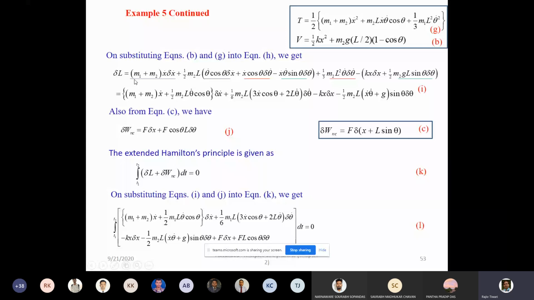The virtual work we already obtained. If I take the variation inside, I can get this expression: variation of x, and the variation of sine theta will be cos theta delta theta. So now we can substitute this in the extended Hamilton principle, in which L is the Lagrangian, and this is the work done due to non-conservative, external force.